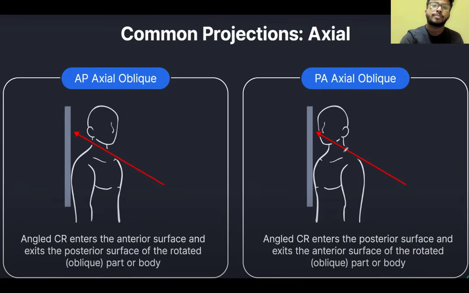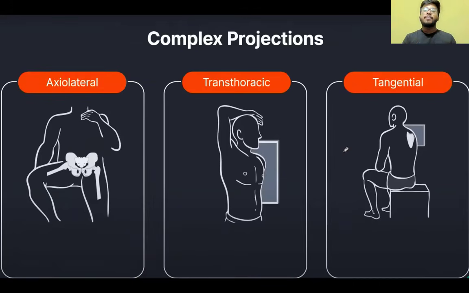Clear? Yes. Now we are going to discuss some special projections. Axiolateral, transthoracic, tangential view. Axiolateral. Lateral means central ray enters through the lateral side and exits through the opposite lateral. Axial means angulated projection, which we have just discussed. So axiolateral means an angulated central ray enters through the lateral surface and exits through the opposite lateral surface.